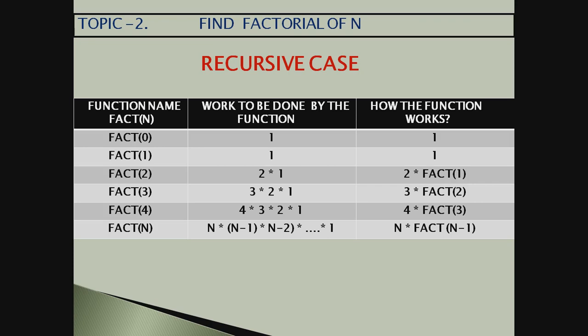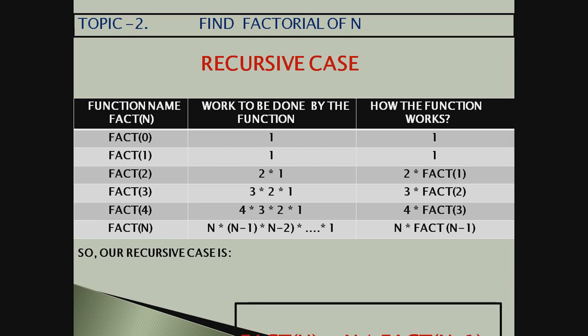So recursive cases are from fact 2, fact 3, fact 4 till fact 10. And we are interested in fact 10. We have to find the factorial of n. So we are going to take n into fact n minus 1 as our recursive case. This is our recursive case because we have to find the factorial of n. So what is our recursive case? Our recursive case is fact n is equal to n into fact n minus 1.